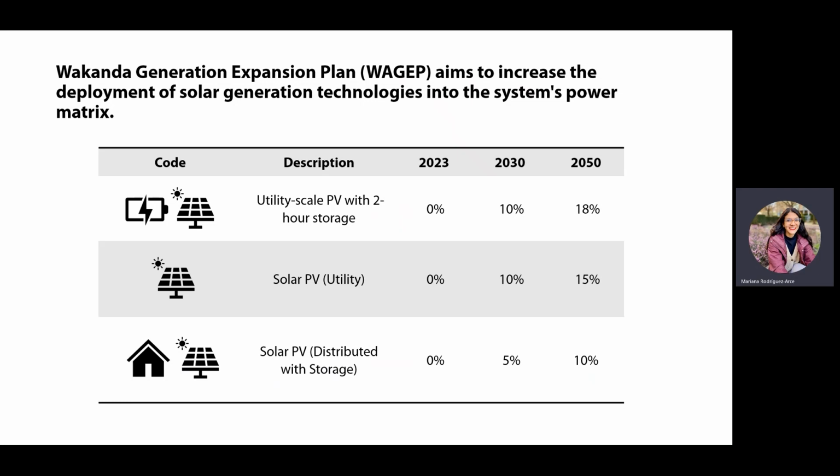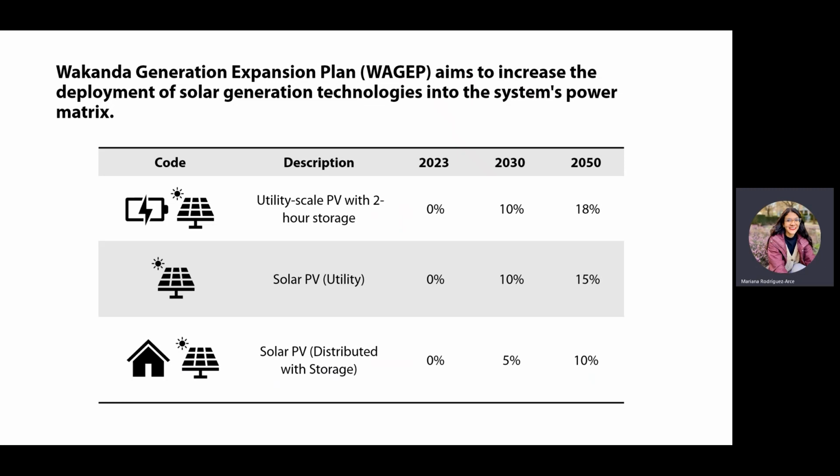Wakanda Generation Expansion Plan aims to increase the deployment of solar generation technologies into the system's power matrix. The creation of this generation expansion plan involved various participatory workshops in which sectoral experts, policymakers, and social society members proposed deploying more solar power technologies. With the insights from participants, the Energy Secretariat proposed generation targets for three different solar technologies: utility scale PV with 2 hours storage, solar PV in utility scale without storage, and distributed solar PVs.